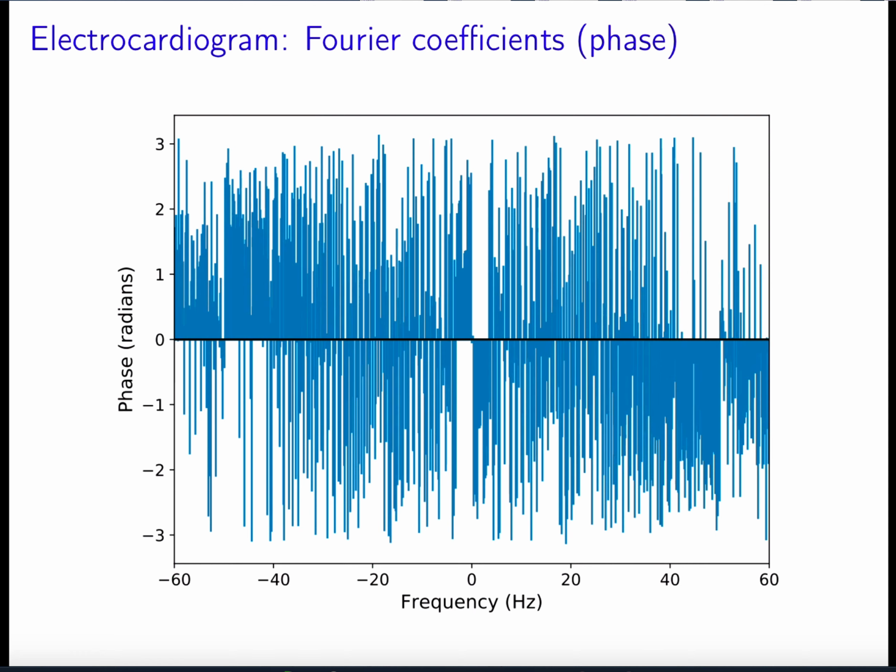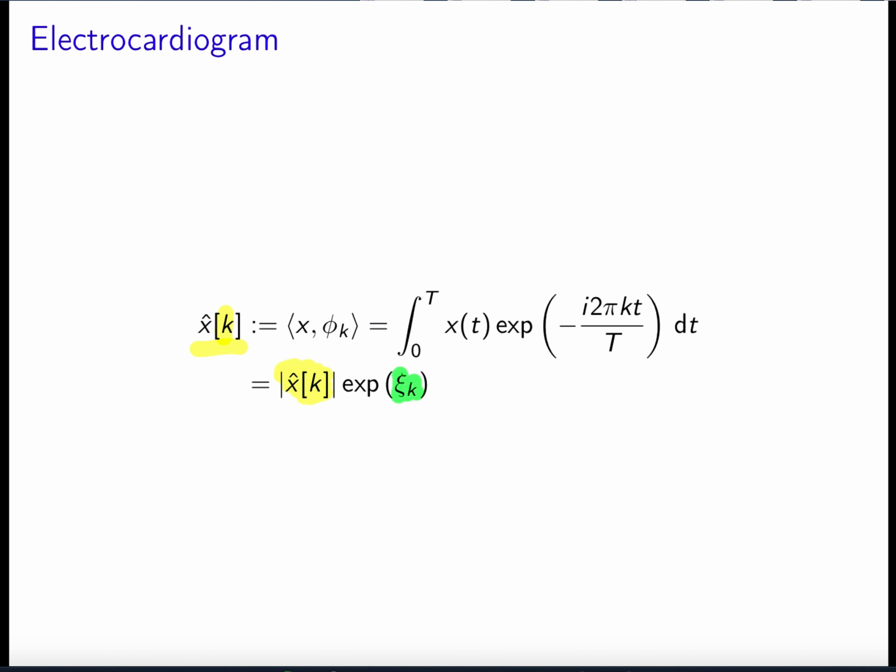This is what the phase looks like. The phase is actually pretty difficult to interpret when you just look at it. By phase I mean this guy here, when you take the polar representation of the Fourier coefficients.